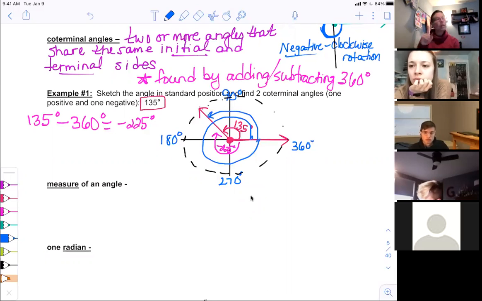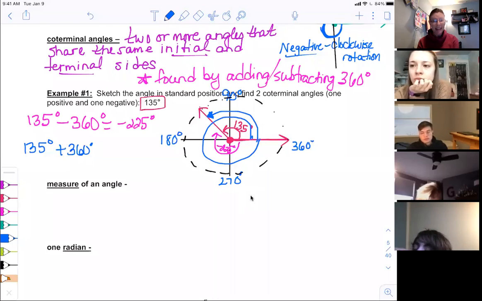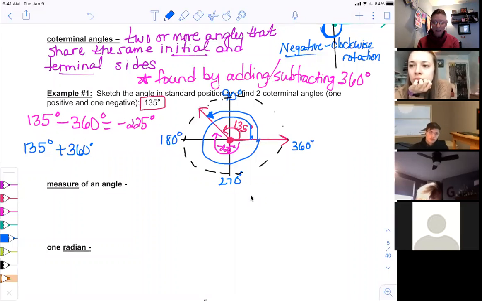I could keep spinning around and make a cute little squiggly snail if I wanted to just continue to spin around this circle. The way I find that is by taking my original angle and adding 360 degrees, because I just spun around the circle one whole time, one whole 360 degrees. But then I still need to go back to the original terminal side. So I still have to end at that same place. And to end at that same place, I have to add that extra 135. And if we add those together, we get 495 degrees.